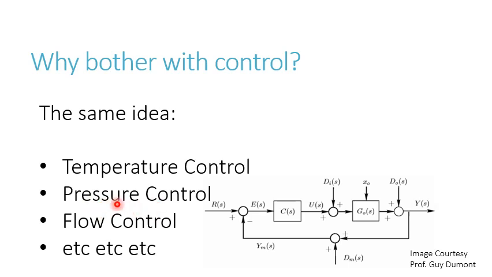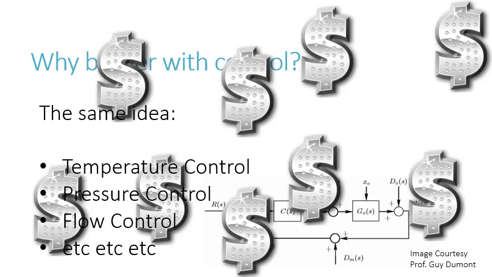Pressure control, this could be pressure in an air conditioning system, or pressure in a valve, pressure in a tank. You've got flow control, that's rate of flow. There are so many different things that can be controlled, and you want to do this to make as much profit as possible. Well, what is distributed control?